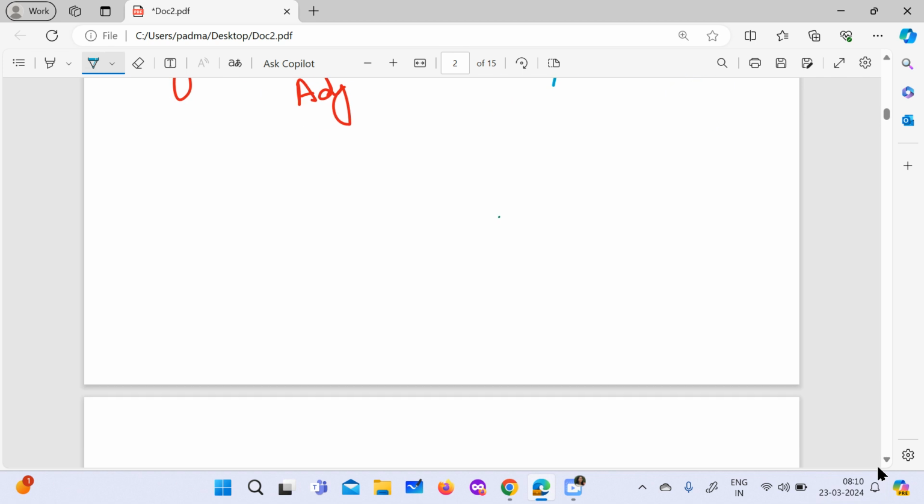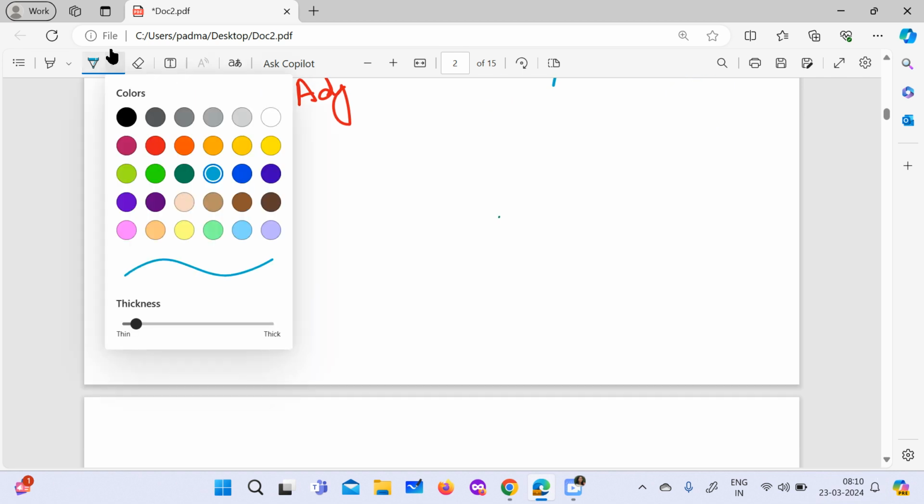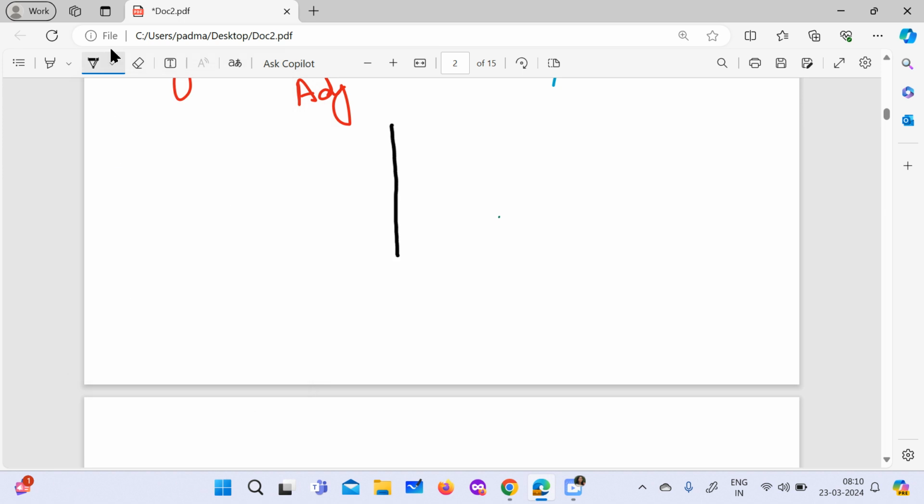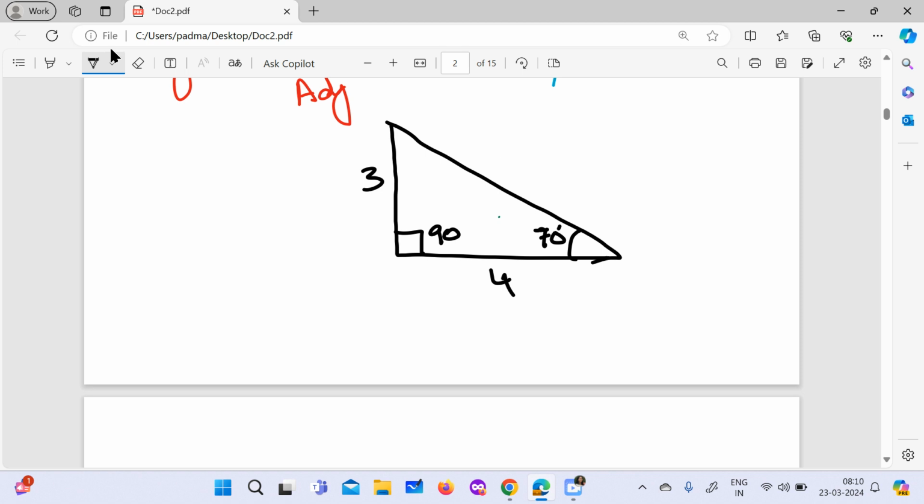Okay, now let's take one triangle and we will write all these three trigonometric ratios for this triangle. So this is 90 degrees, and then let me mark this one as 70 degrees, and then again I will take the same lengths 3, 4 and 5, and let me mark my triangle as well, ABC.